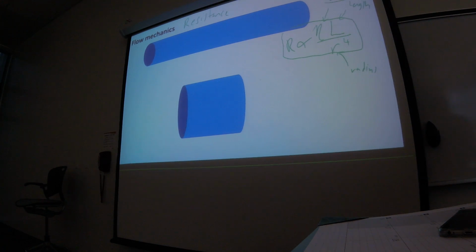The length of the tube kind of makes sense too. If you have a long tube, that's more surface area for the fluid to interact with, right? More surface area to interact with, more friction, more resistance. So I hope that makes sense, right? The more tube you have to go through, the more length of that tube, the more resistance is going to be.